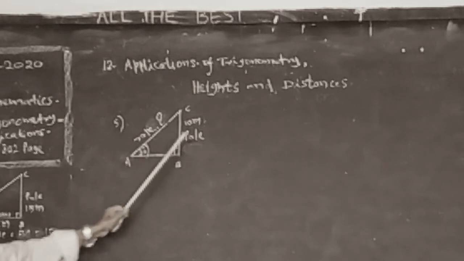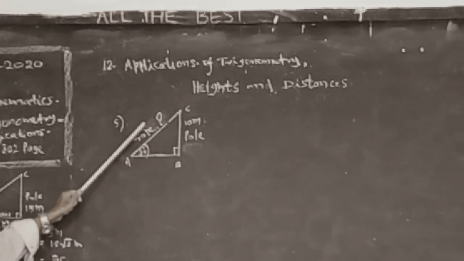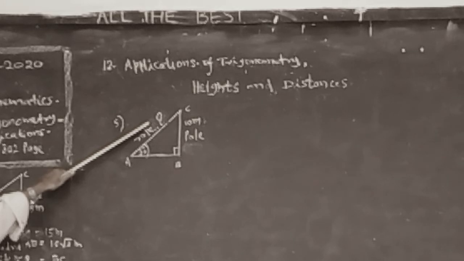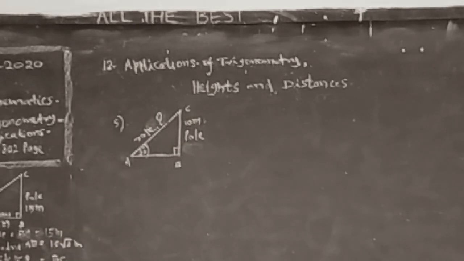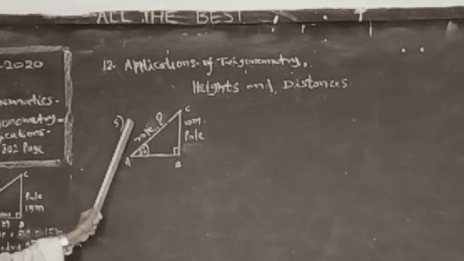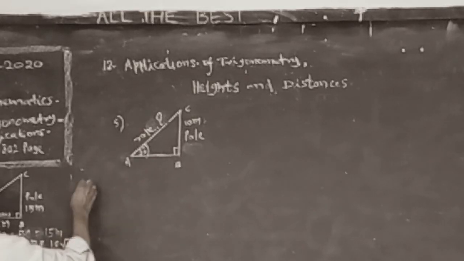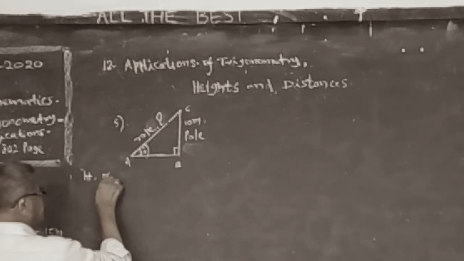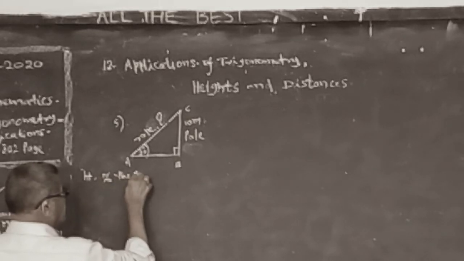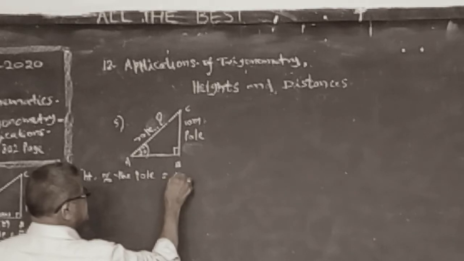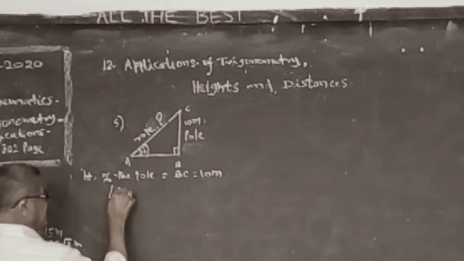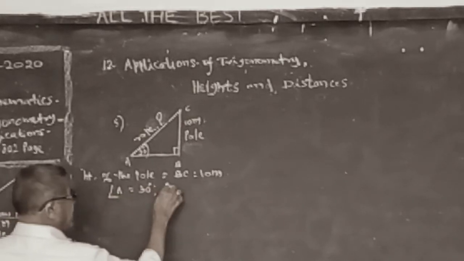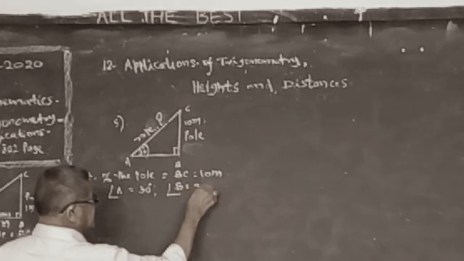So given the opposite side of the angle, we have to find the rope. Rope is the hypotenuse in the right angle triangle. The trigonometrical ratio having these two sides relation is sine. Height of the pole is BC, equal to 10 meters, and angle A is equal to 30 degrees. Angle B is equal to 90 degrees.